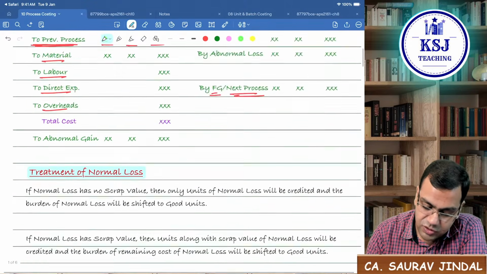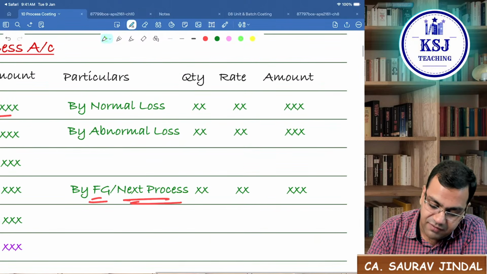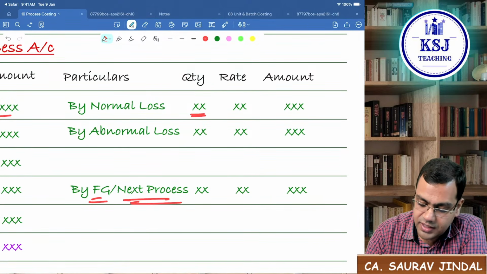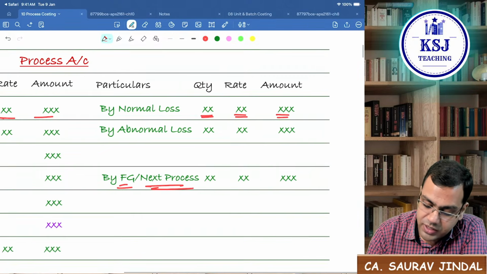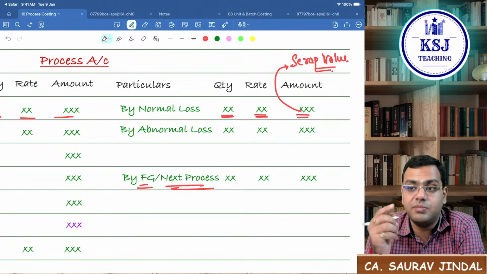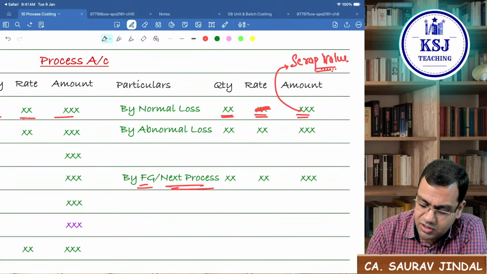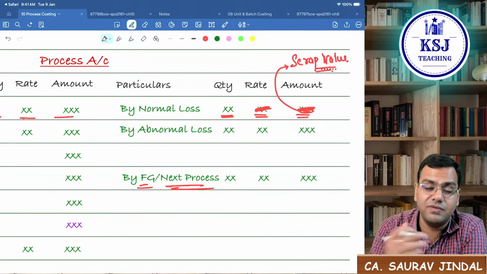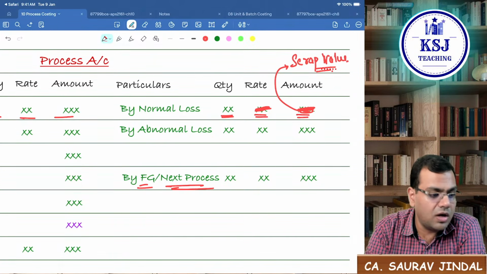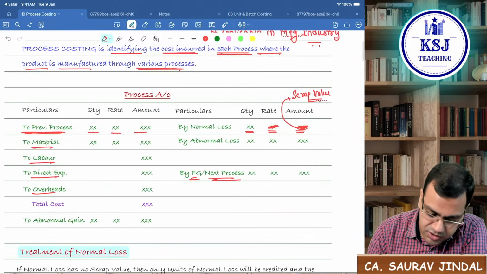See, in the process account here, on this side we have recorded normal loss: quantity, rate and amount. What does this amount represent? This amount represents any scrap value realized from the normal loss. If there is no scrap value, then fine, we will keep this empty. We will not write anything in the rate column or the amount column. Very simple. This is about the normal loss.